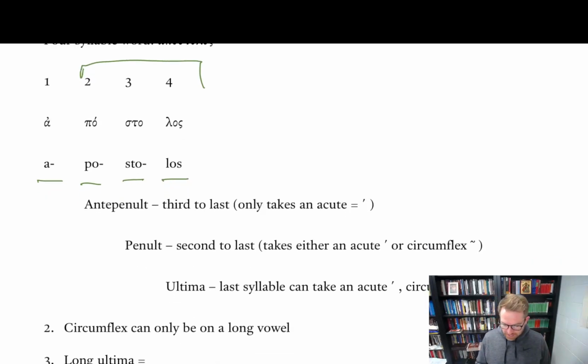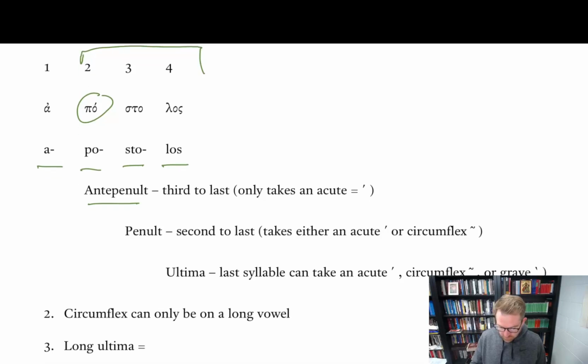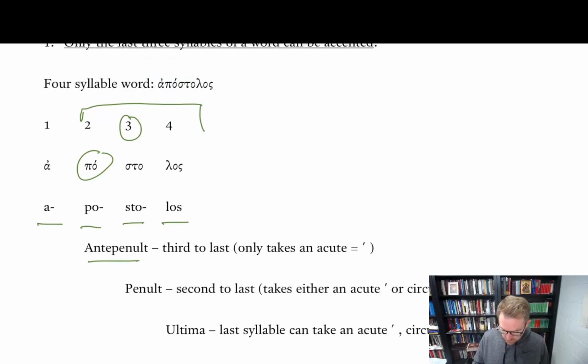The second to last syllable is the penult. The third to last syllable is the antepenult, and this can only take an acute accent. So if this syllable is accented, it must have the acute. The penult can take either, so this accent number 2 here can take either the acute accent or the circumflex. The antepenult, the third to last syllable, can only take the acute.